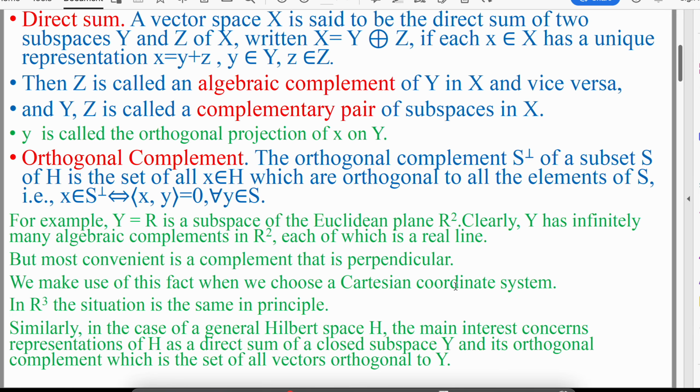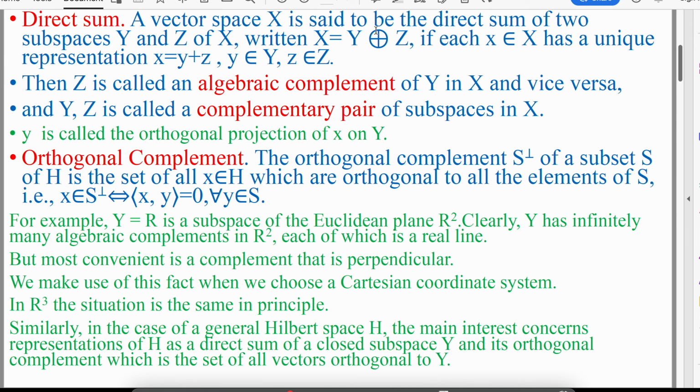Orthogonality. So what is direct sum? A vector space X is said to be direct sum of two subspaces Y and Z of X if each x belonging to X has a unique representation like x equal to y plus z. Here y belongs to Y and z belongs to Z, and we write X equal to Y direct sum of Z like this.